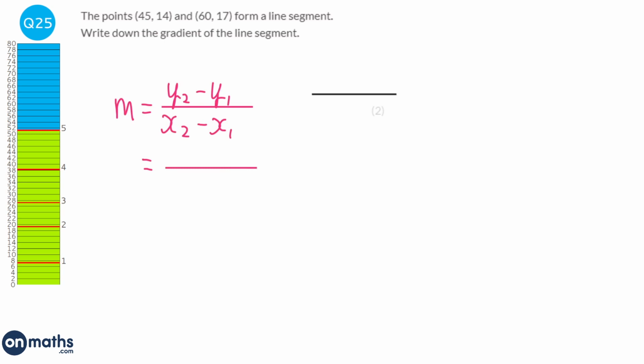So our second y-coordinate is 17, so it's going to be 17 take away the first one, which is 14, over the second x-coordinate, which is 60, take away the first one, which is 45. So that's going to be 3 over 15, and then cancel that down, will be 1 over 5. So our gradient is 1/5.